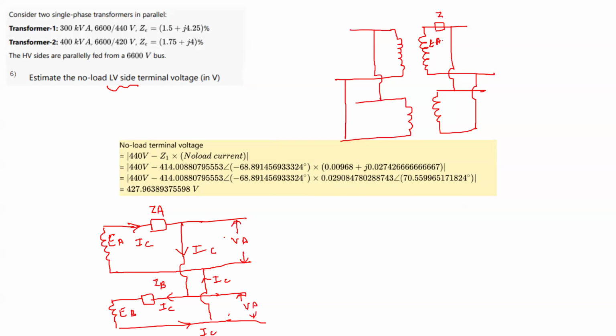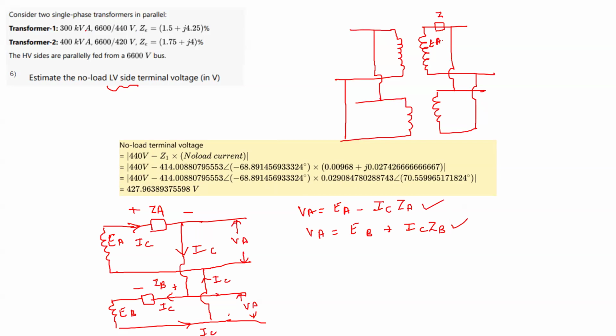So there are two ways to solve for it. VA can be EA in the direction of current. If we apply KVL, then there will be a voltage drop across ZA, so it will be EA minus IC into ZA. Or VA can be EB, and in the direction of current there is a voltage drop, but we are moving in the opposite direction towards VA. So this is EB plus IC ZB. You can solve it in either way, you will get the same answer.